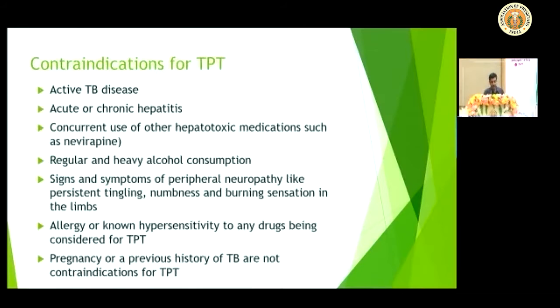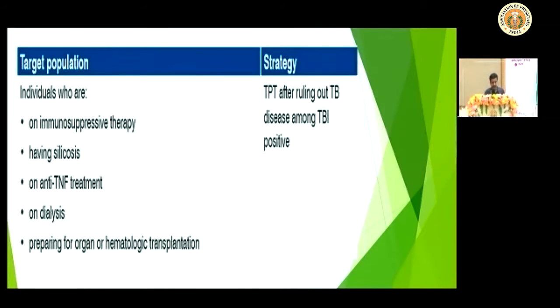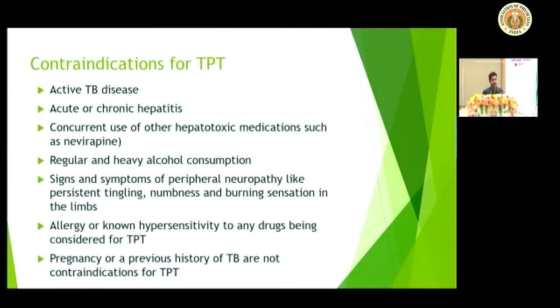And there are several regimens also. One is, we already know, 6 months INH. But another regimen has been proposed, as Dr. Shah has already mentioned, 3 months therapy with weekly INH and rifampicin. For DRTB also, there has been a proposition. It has not been implemented yet.